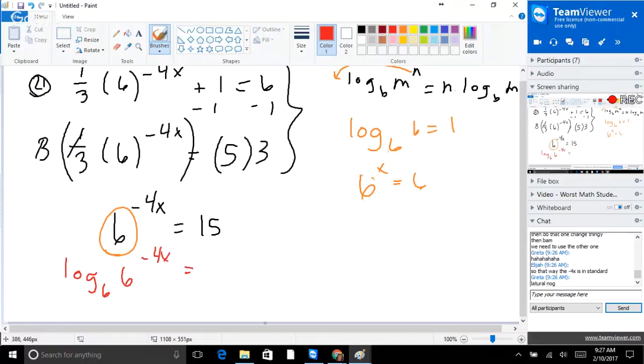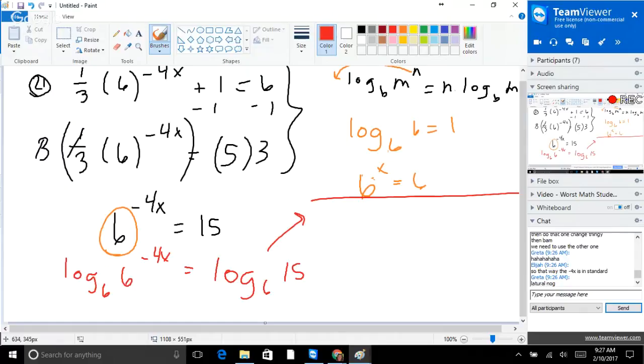And then if I take the log of one side, I've got to do it to the other side. Same as always, right? One side always equals the other side. Log base 6 of 15. I basically applied this logarithm to both sides. So now, let's move over here.